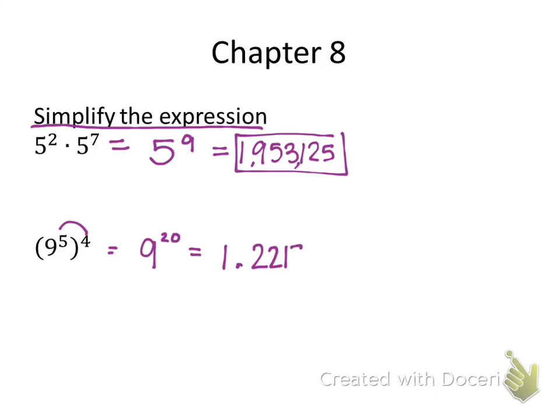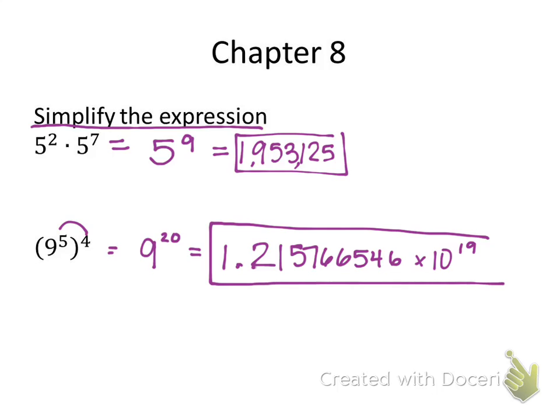1.221 5766 546. Only 1 2, okay? Sorry. And then times 10 to the 19th power. No, you cannot cut it off. It has to be like that because those are all important numbers. That's why they left them on there. Now, everything after the 6 is going to be a 0, so you don't have to worry about it. But until then, it's times 10 to the 19th power. So that is your final answer there. Okay?